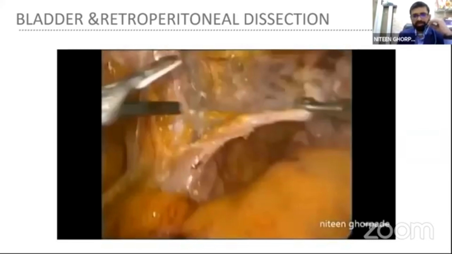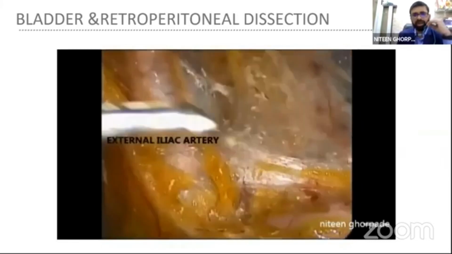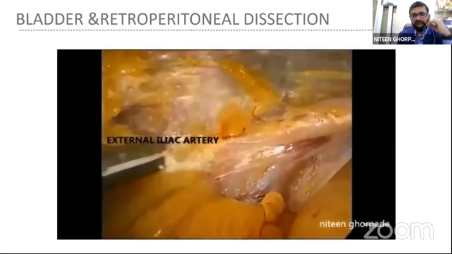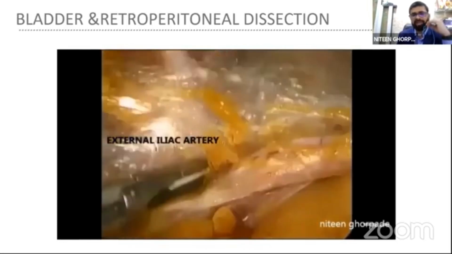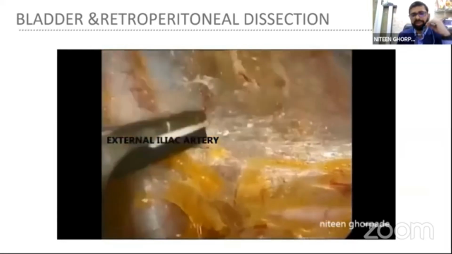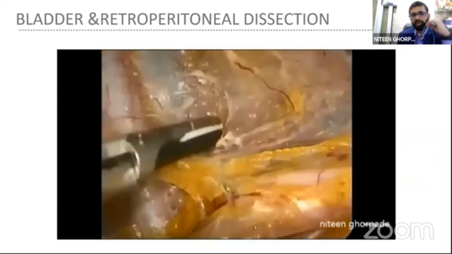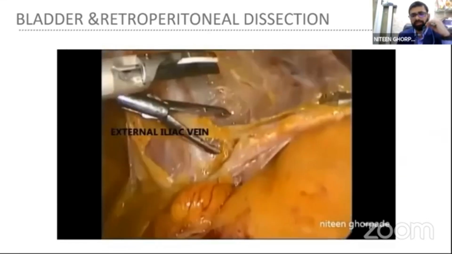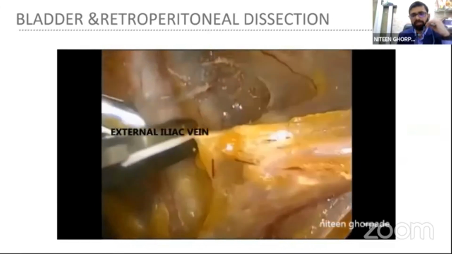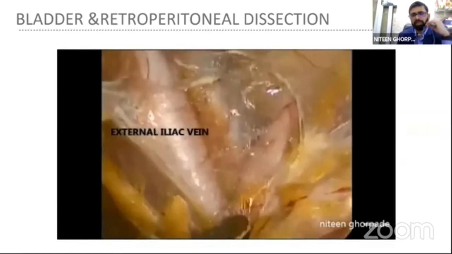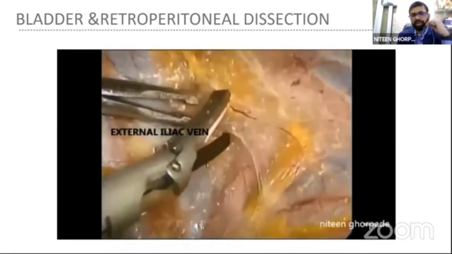So I can clearly see the external iliac artery. Below that, there is the external iliac vein. And I know that parallel to that external iliac vein, there will be a ureter. So that is my predictive anatomy. Now I can see the external iliac vein, and parallel to that, this is the ureter. So we can see the ureter very clearly.